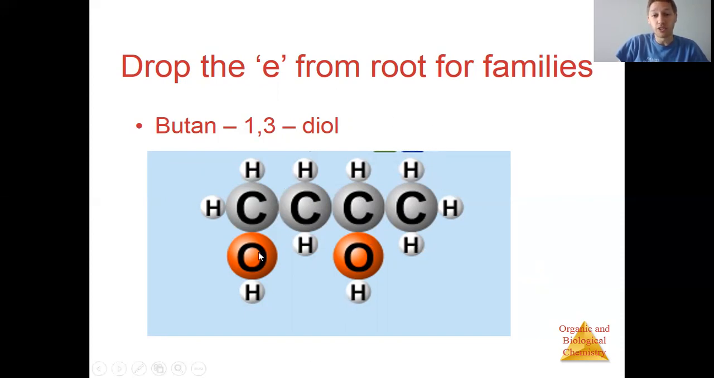Then on the first and the third carbon, we have an alcohol. So we're going to say 1,3-di. Again, the di is just a double check that we actually have 2 numbers here. And then we're saying the family attached, the ol. So again, notice I did drop the e from the end. So it's not butane, it's butane-1,3-diol.